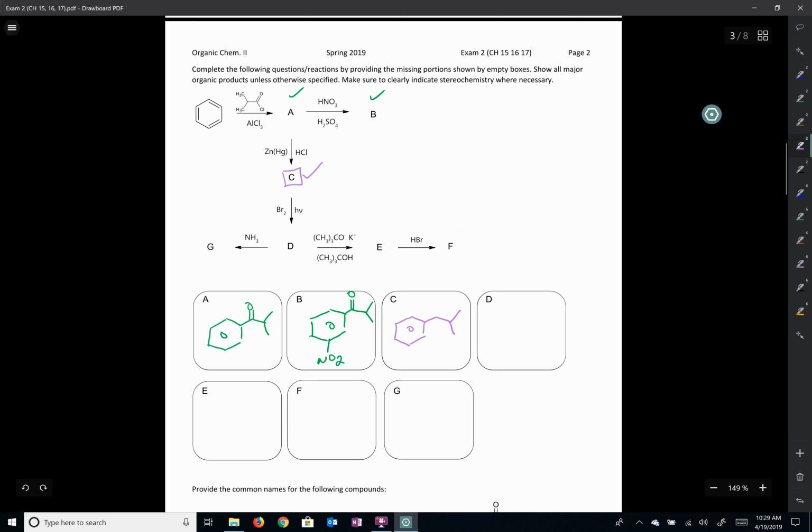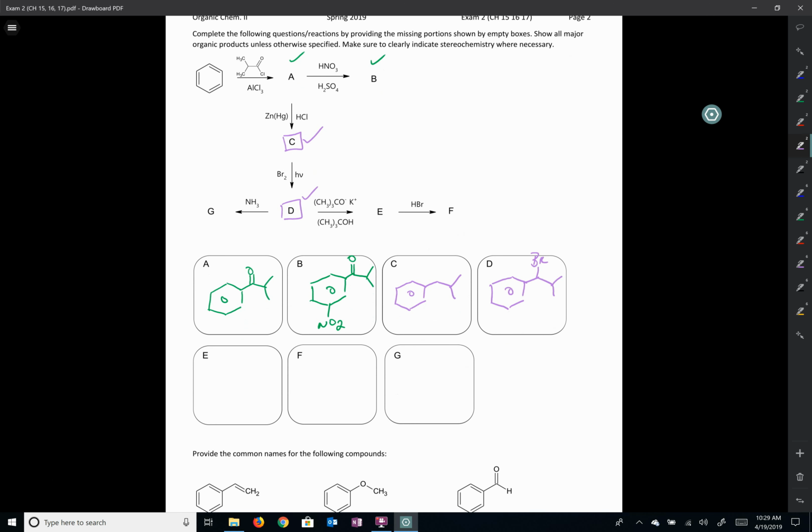Okay, so there's C. C gets transformed into D, right? We're doing a bromination. All right, so we're adding that bromine group there. All right, we're good to go. There's D. Now D gets transformed into G and E, so we could go either way here.